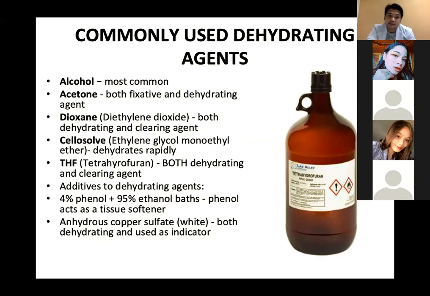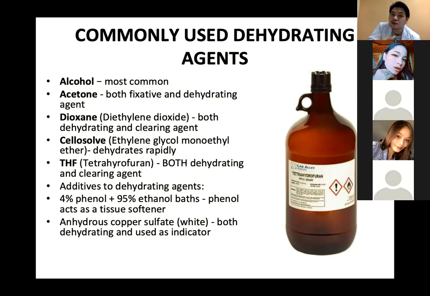What are the other types of dehydrating agents? Following alcohol, we have acetone. Acetone is used both as fixative and as a dehydrating agent. Dioxane, or diethylene dioxide, is used as a dehydrating and clearing agent. Cellosolve, or ethylene glycol monoethyl ether, dehydrates rapidly. Tetrahydrofuran is both a dehydrating and clearing agent.